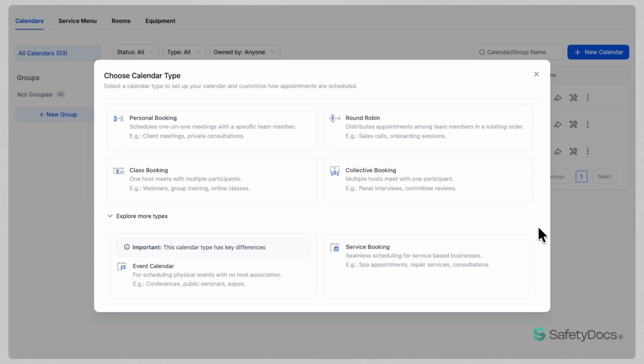Knowing these and how to use each calendar type will help you make the right decision when you set up your calendar.